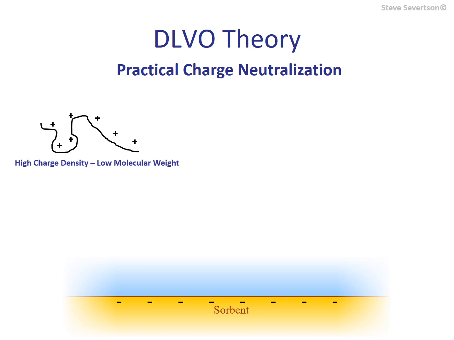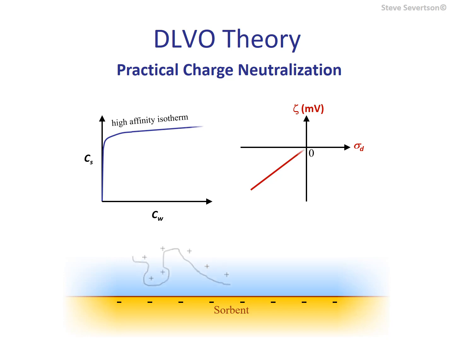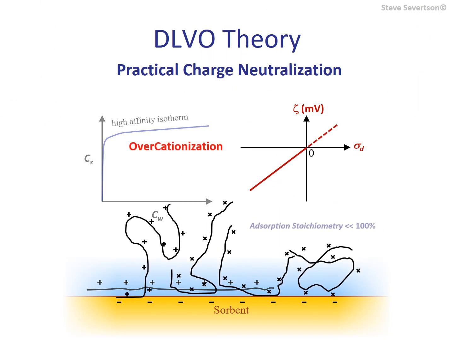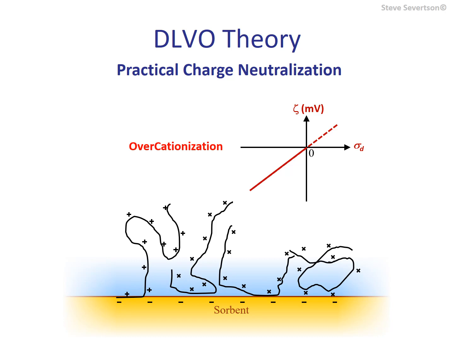The isotherms for such polymers are high affinity, and the polymers adsorb to particle surfaces with a flatter conformation, more effectively countering surface charge. Their use efficiently neutralizes charge density and decreases the zeta potential. Such polymers are sometimes referred to as coagulants. An issue with such polymers is the tendency to over-apply them in commercial systems, overshooting the point of zero charge, or the PZC. This can restabilize the colloid with a positive zeta potential. This is often referred to as over-cationizing.